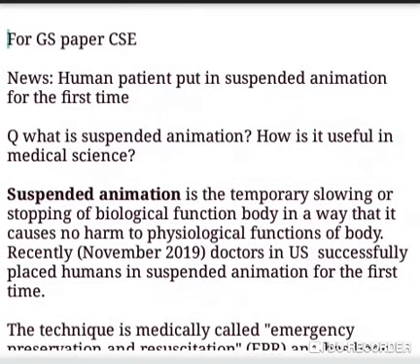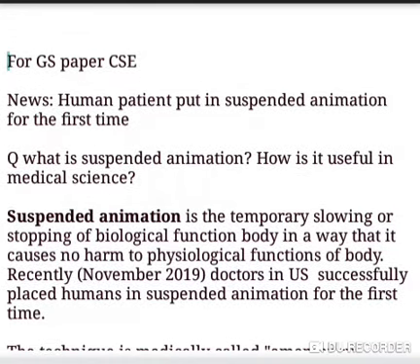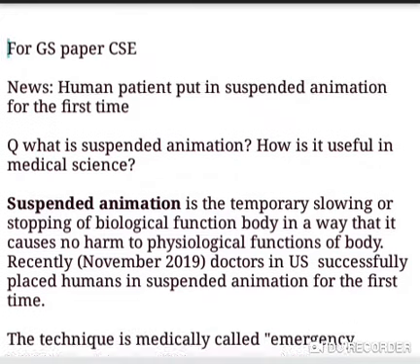This technique can be very useful in surgeries in which excessive blood loss can occur, due to which the oxygen deprivation of the tissues causes the death of the vital body organs. So this technique can be very useful for doctors, especially surgeons.